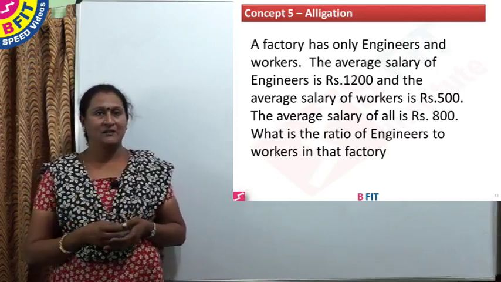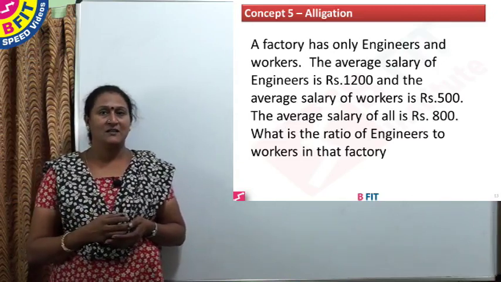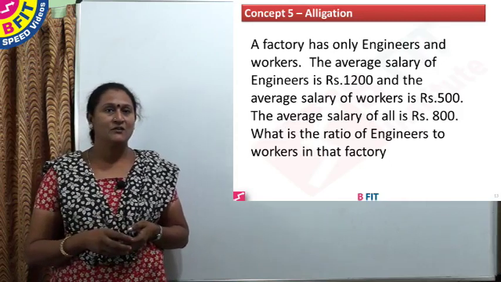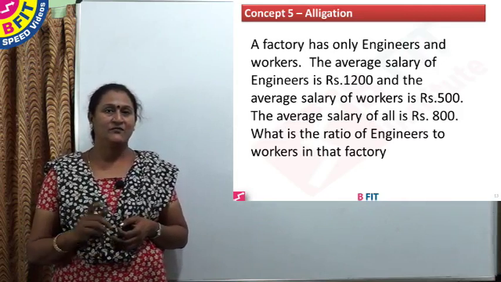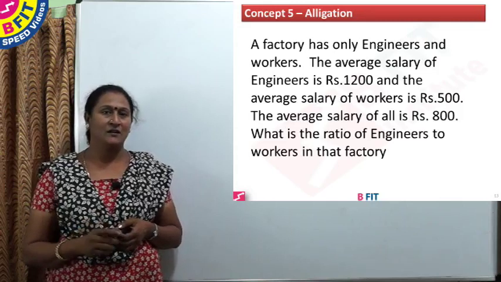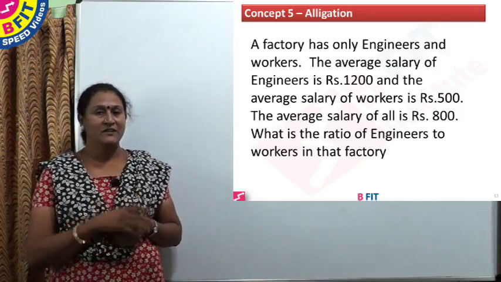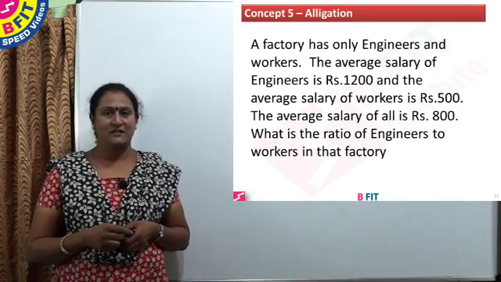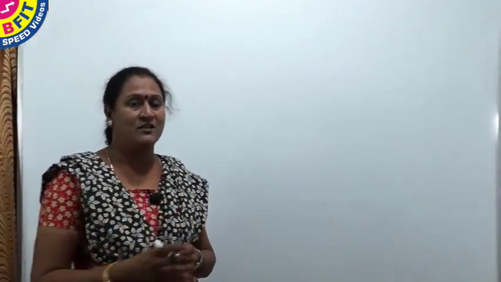Say for example, in this question, a factory has only engineers and workers. The average salary of engineers is rupees 1200 and the average salary of workers is rupees 500. The average salary of all is rupees 800. What is the ratio of engineers to workers in that factory? Now we'll see the working of this question. First we'll see how to do the working and then we'll use the alligation concept, so you can see how simply we can get the ratio or the required answer.